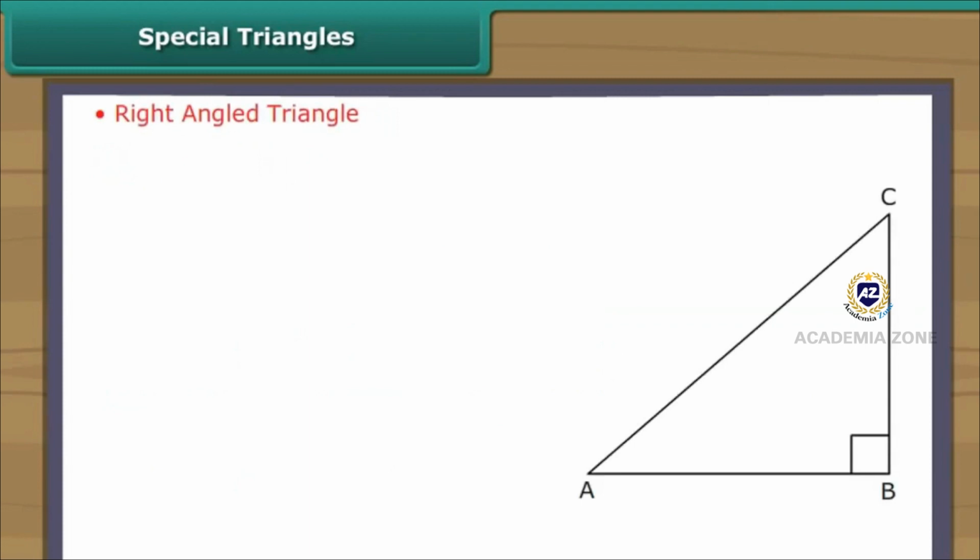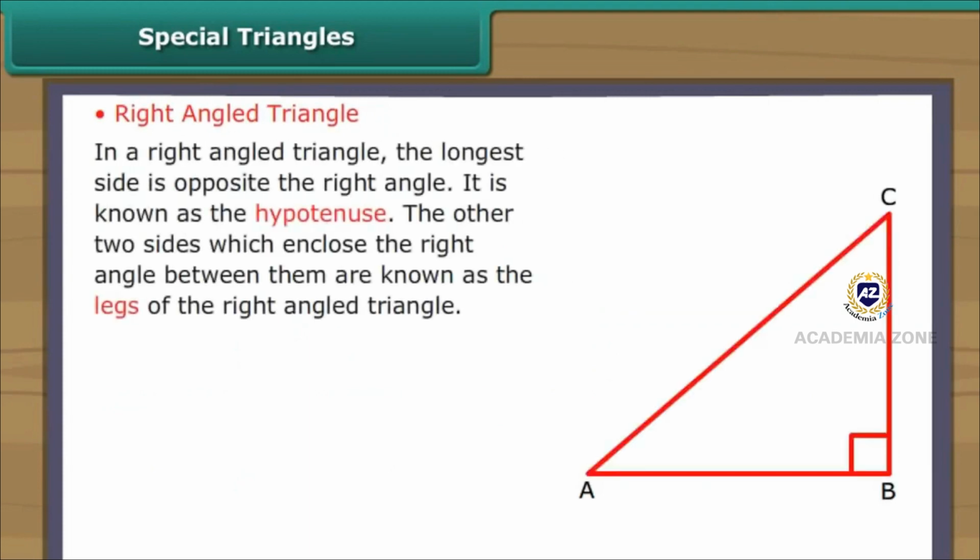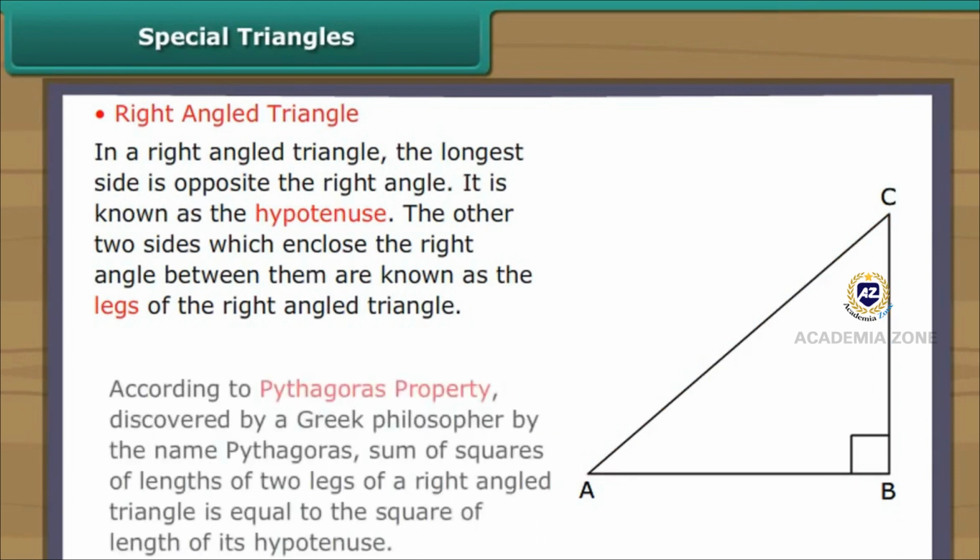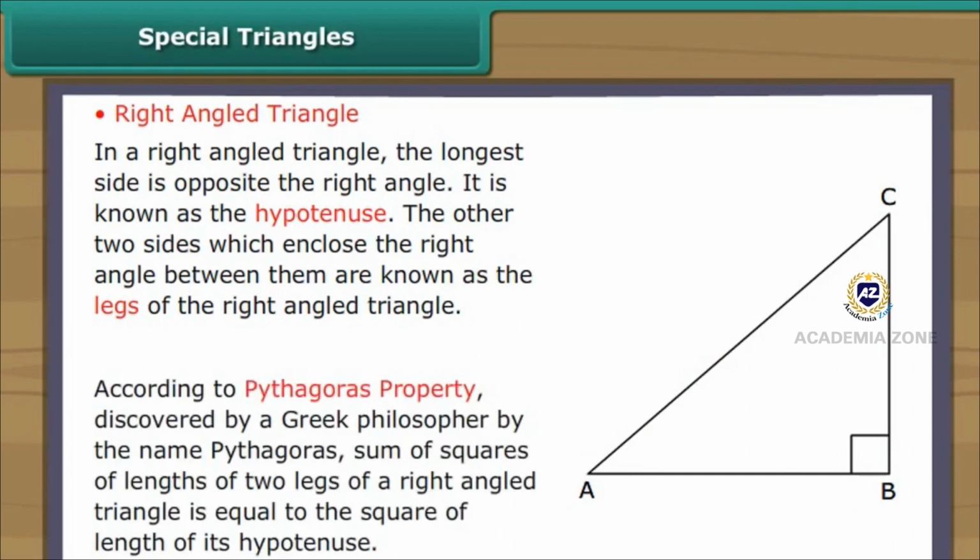Right-angled triangle. In a right-angled triangle, the longest side is opposite the right angle. It is known as the hypotenuse. The two sides which enclose the right angle between them are known as the legs of the right-angled triangle. According to Pythagoras' property discovered by a Greek philosopher by the name Pythagoras, sum of squares of lengths of two legs of a right-angled triangle is equal to the square of length of its hypotenuse.